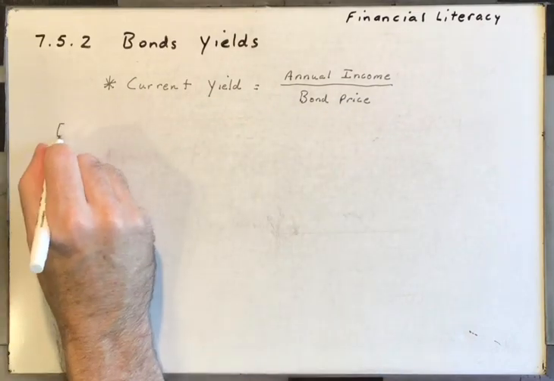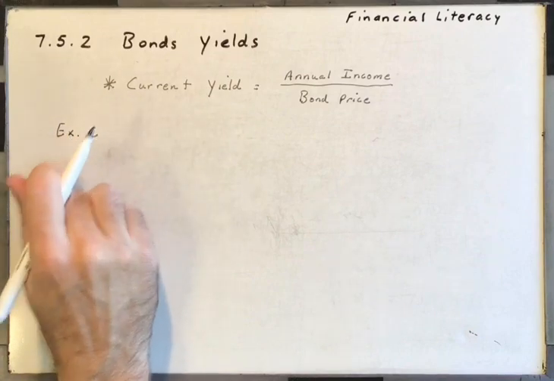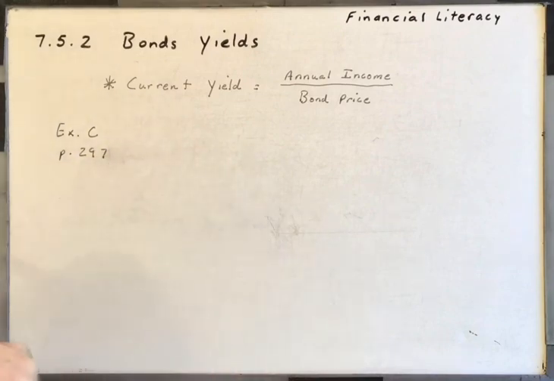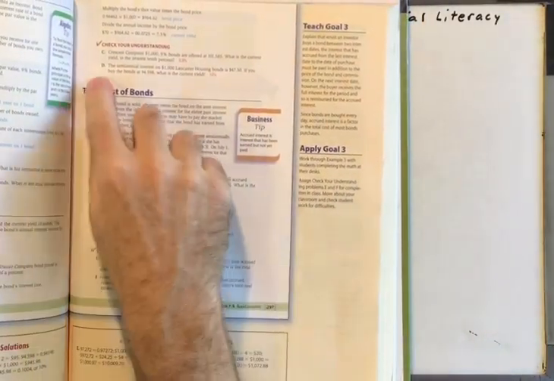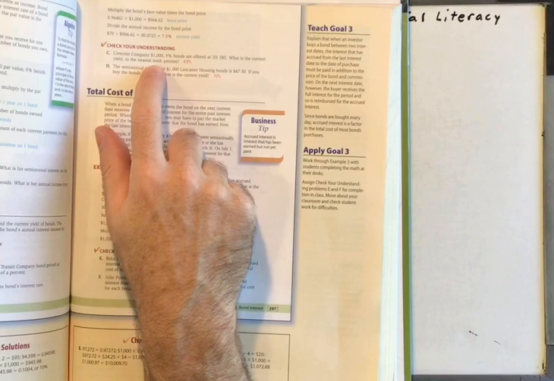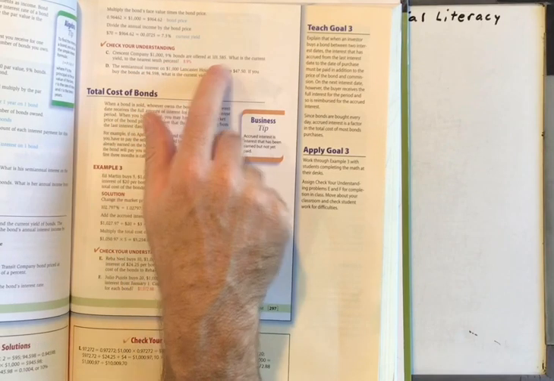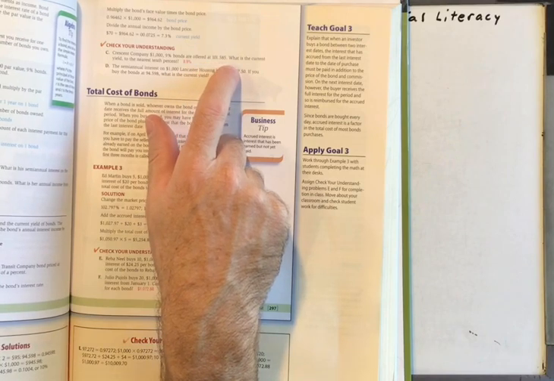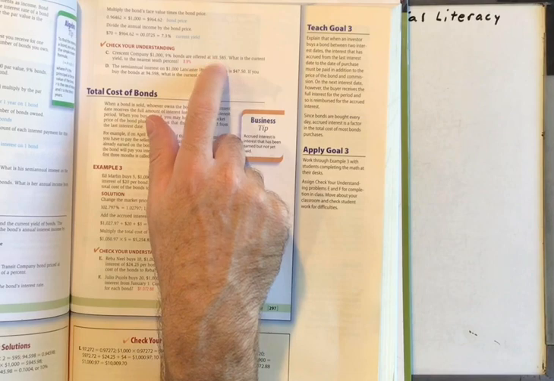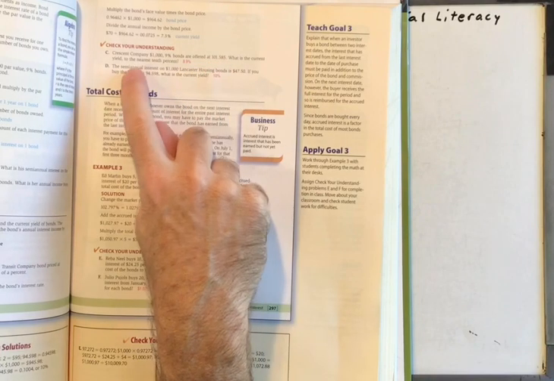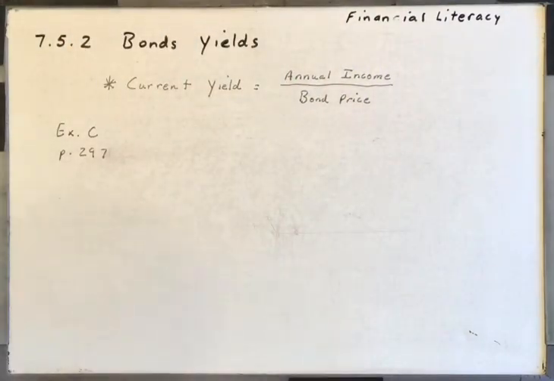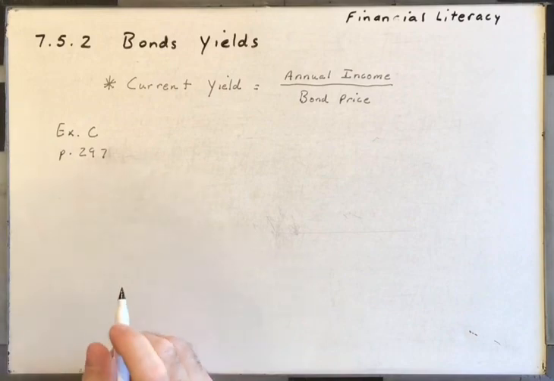All right, so let's look at example C on page 297. All right, the names on the last examples are pretty good. All right, this is not a person. So Crescent Company, $1,000 9% bonds are offered at 101.585. So they're offered at a premium. Par value would be 100. All right, so they're going to have to pay more for these. What's the current yield to the nearest tenth of a percent? Okay, it's 9% bond. If you have to pay a premium, your yield is going to be less than 9%.